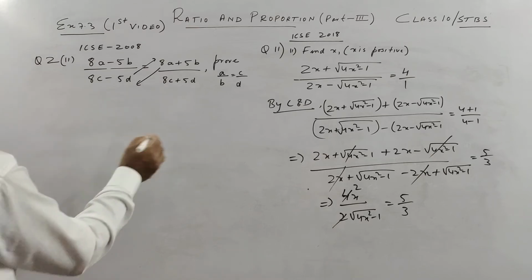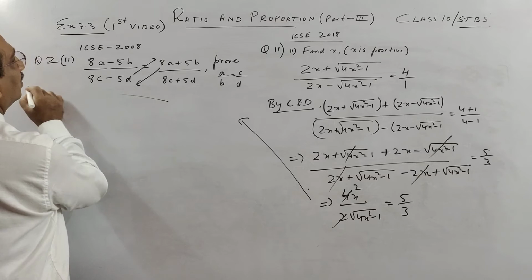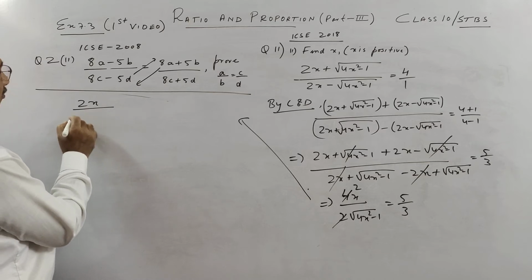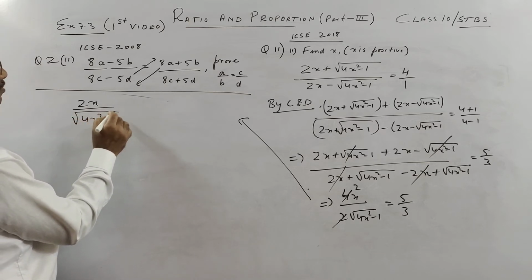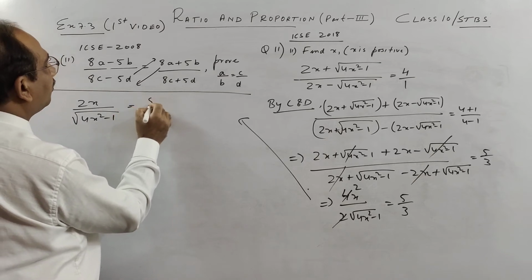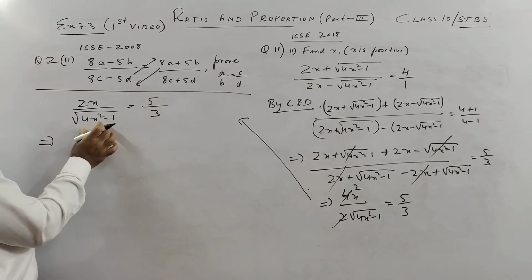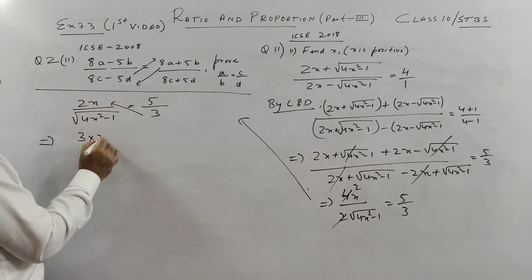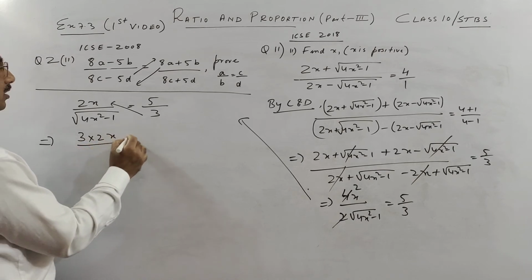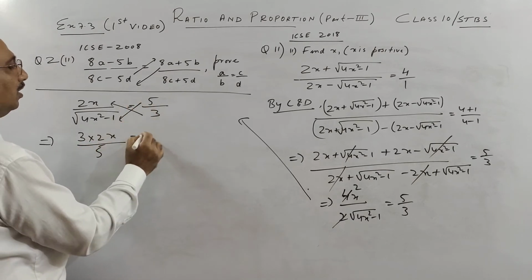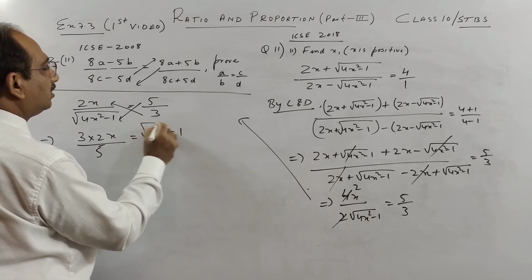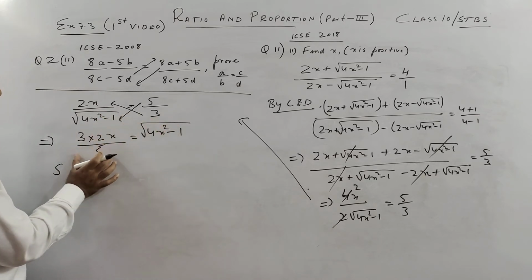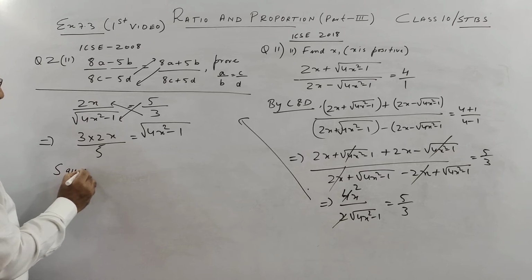So here we come to 2x by root over 4x square minus 1 is equal to 5 by 3. Before squaring, I bring this 3 to this side, and 5 comes here, because generally, children, when you square anything, you keep the root on only one side and other terms on the other side, then square both the sides.